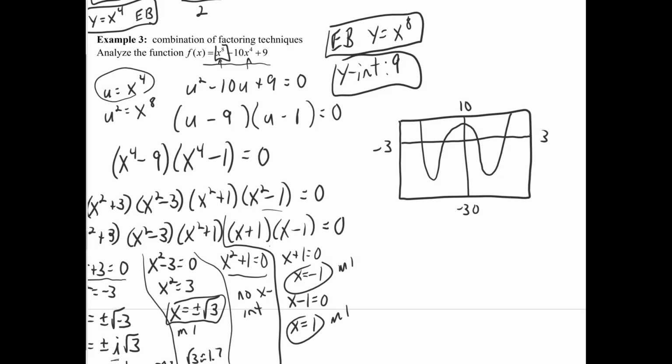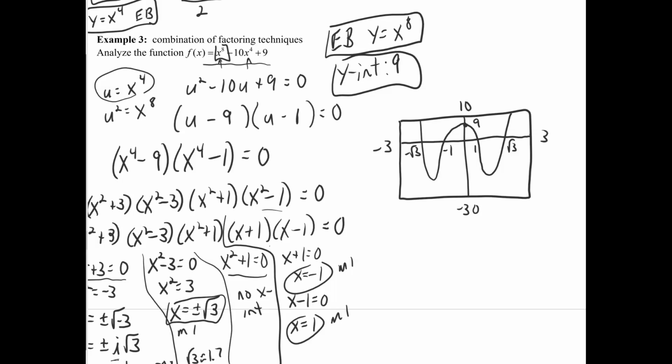Okay, so let's think about what we already know. So we already know there's an x-intercept at negative 1 and 1 and one at negative 1.7 and 1.7. So this is negative rad 3, this is negative 1, this is positive 1, and this is positive rad 3. And we also know that the y-intercept is up here at 9. So this point up here is 9.